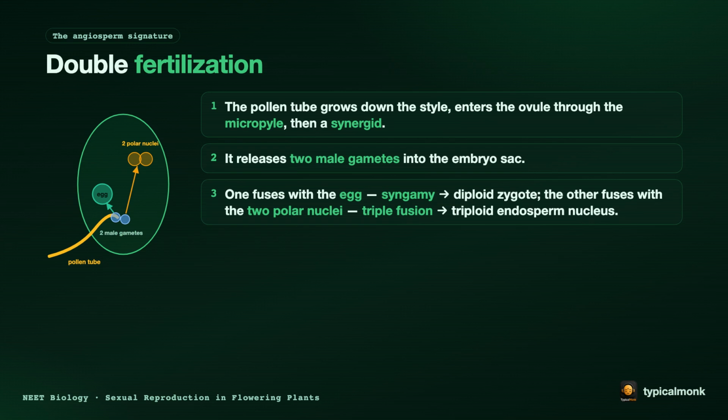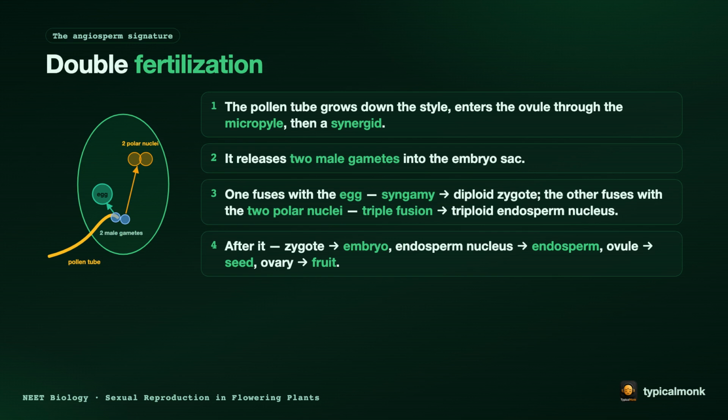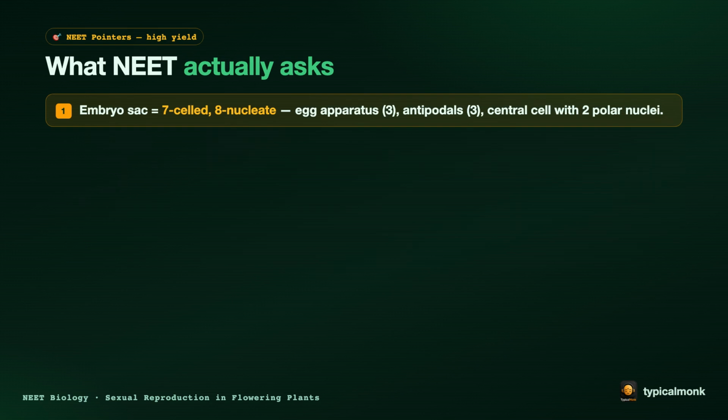The other fuses with the 2 polar nuclei. This is triple fusion, forming a triploid endosperm nucleus. These 2 events together are called double fertilization. After it, the zygote becomes the embryo, the endosperm nucleus becomes the endosperm, the ovule becomes the seed, and the ovary becomes the fruit. Now, the high-yield pointers, the facts that NEET turns into questions.